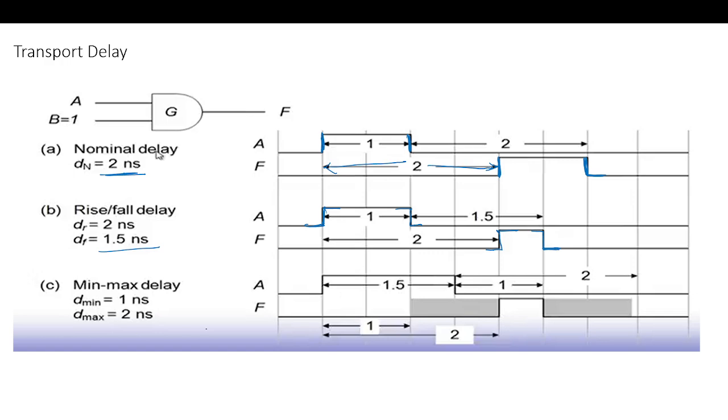A min-max delay means this change will take between 1 and 2 nanoseconds. So anywhere within this time, my signal can rise. Similarly, the fall can also take between 1 and 2 nanoseconds. So the transition can happen in this window or this window. This is the transport delay, which we have seen in nominal, rise and fall, and min-max forms.